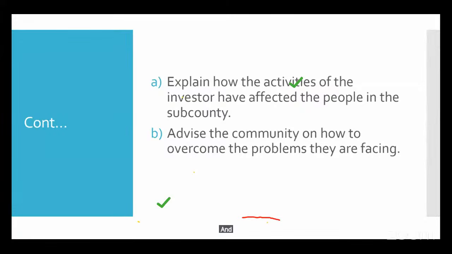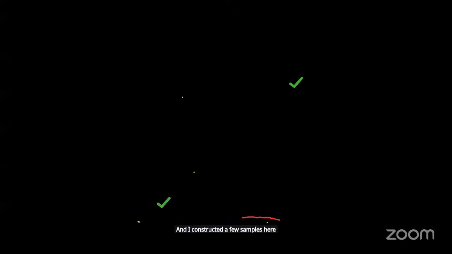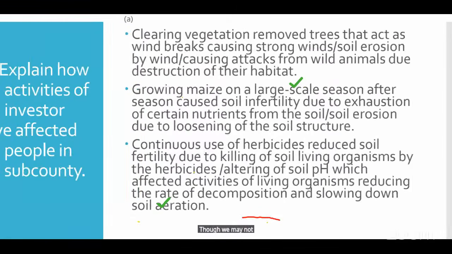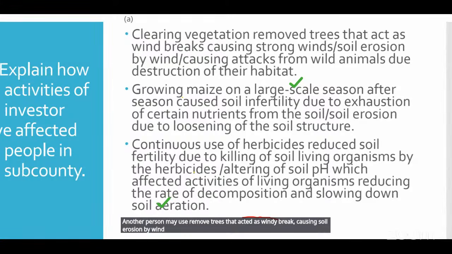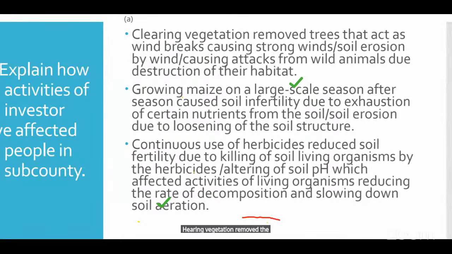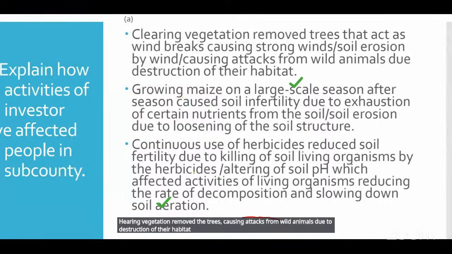And I constructed a few samples here, so we may not dwell so much on them. Just clearing vegetation: clearing vegetation removed the trees that acted as wind breaks, causing strong wind. That can be my response. Another person may use removed trees that acted as wind breaks, causing soil erosion by wind. That is another person's response. Clearing vegetation removed the trees, causing attacks from wild animals due to destruction of their habitat. That is another response.